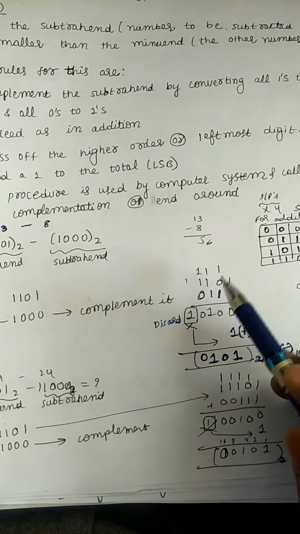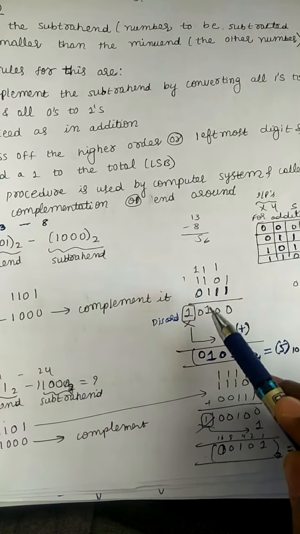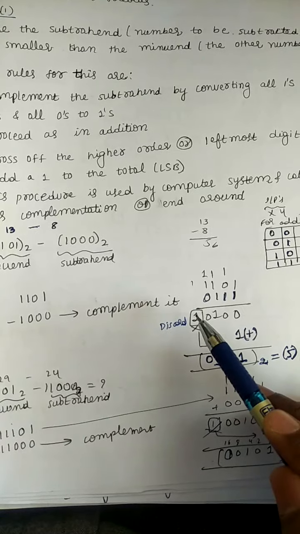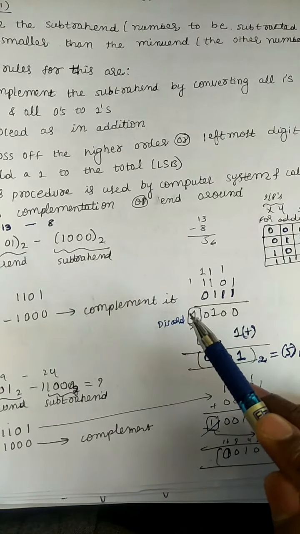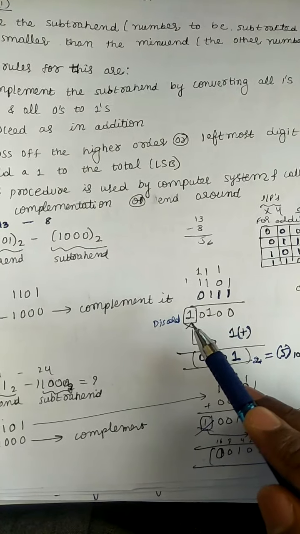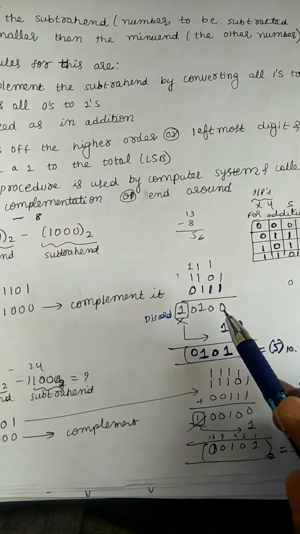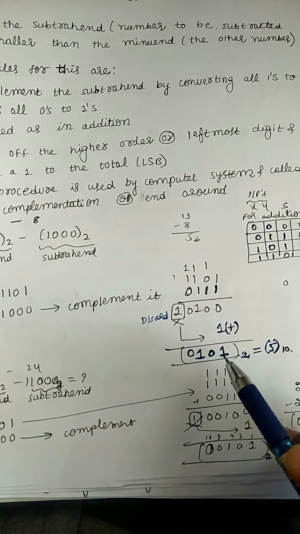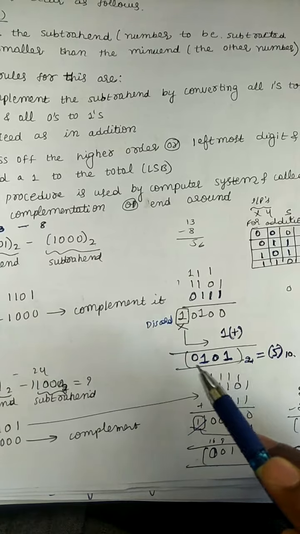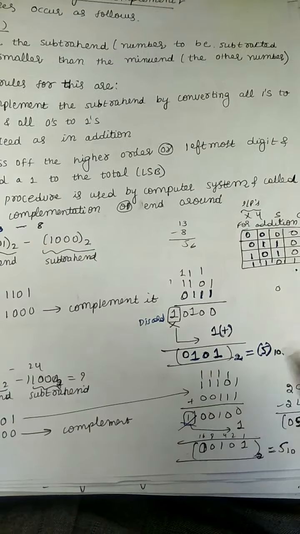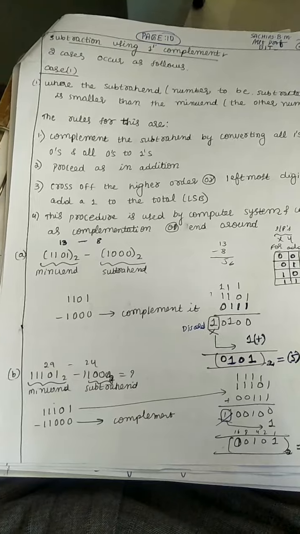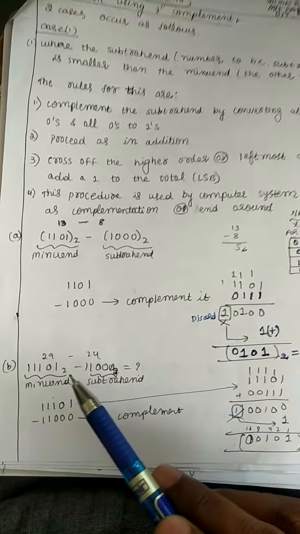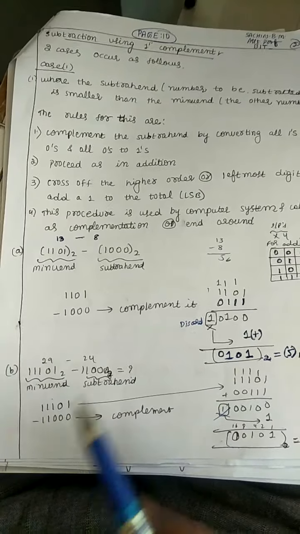1 plus 1 is 0, carry 1. 1 plus 1 is 0, carry 1. Triple 1 means 1, carry 1. 1 1 is 0, carry 1. So in the MSB portion 1 is generated, you have to discard the 1 and add the discarded 1 to the LSB portion of the solution. So if you add it, then you will get 0 1 0 1. If you write this binary in decimal format, you will get 5. Okay, in a similar way you have to solve this one also. In this case also the minuend is greater than the subtrahend.